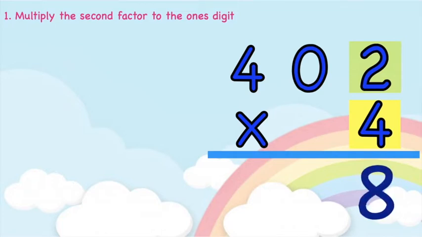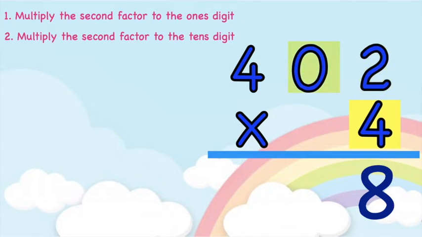And then, let's multiply the second factor to the tens digit, which is digit 0. 4 times 0, that is equal to what? Very good, that is 0. Always remember, children, any number that you multiplied by 0, the product is always 0. That is according to the 0 property of multiplication.